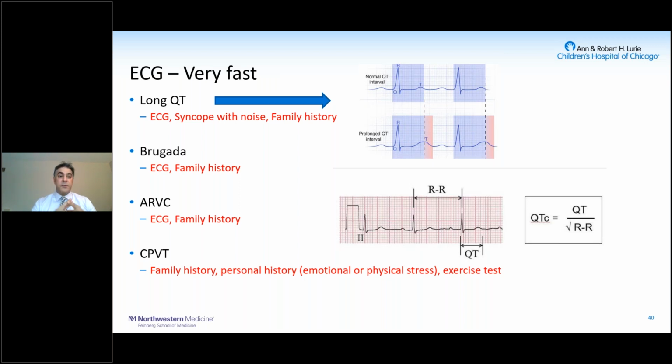Their history is going to be consistent with something that is not neurocardiogenic syncope. So if you have ruled that out, then it should be in a way a red flag. And a lot of times they'll have a family history of sudden unexplained death.